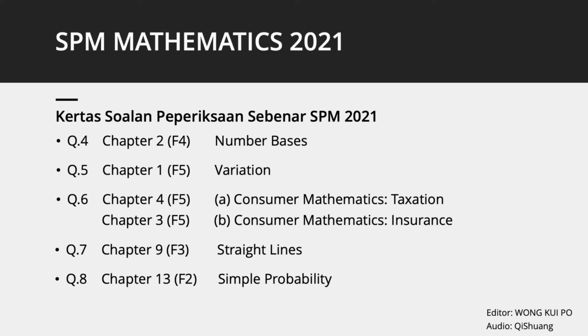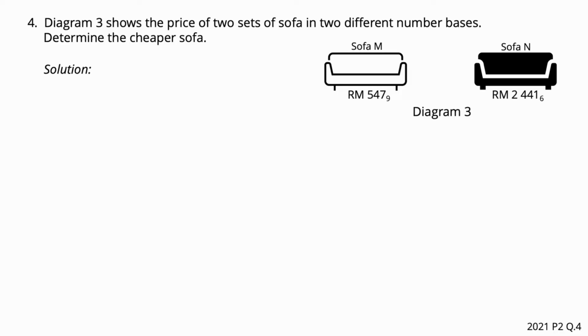Today we are going to talk about paper 2 of SPM Mathematics 2021, question number 4 to 8. Question number 4. Diagram 3 shows the price of two sets of sofa in two different number bases. Determine the cheapest sofa. A same number base makes comparison easy.